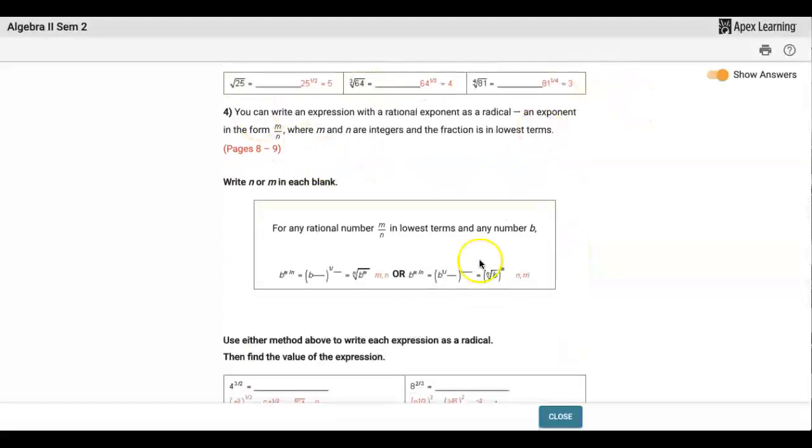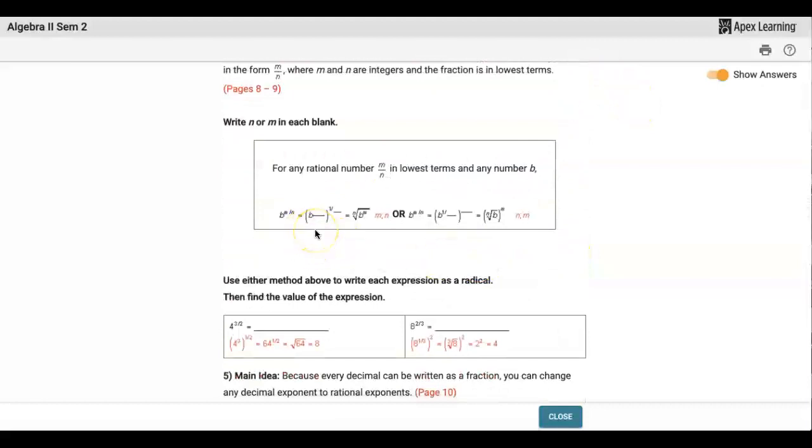Solving some problems there, and then understanding that now we can write it as m over n, where we're going to take our radicand to the power of m. And we can write that in 2 ways.